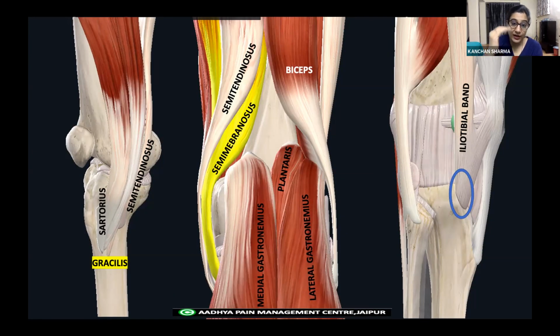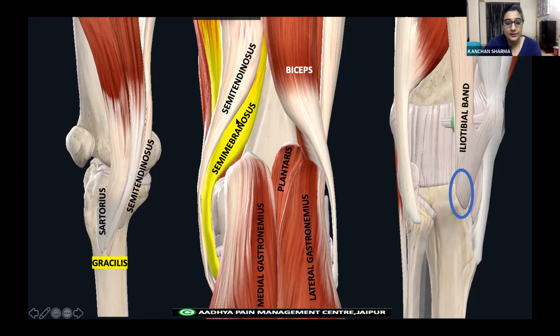Where these muscles attach, as you can see on the proximal end of your tibia, you have a bursa lying beneath these muscles, and that is known as the pes anserine bursa. If there is an enlargement of that bursa, we call it pes anserine bursitis.